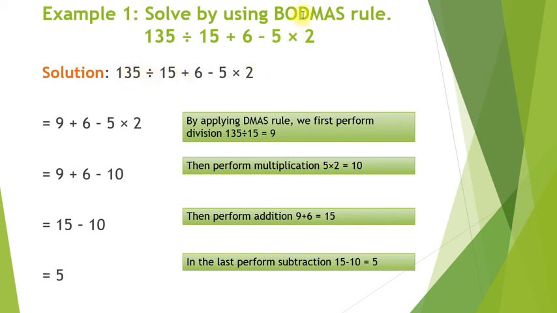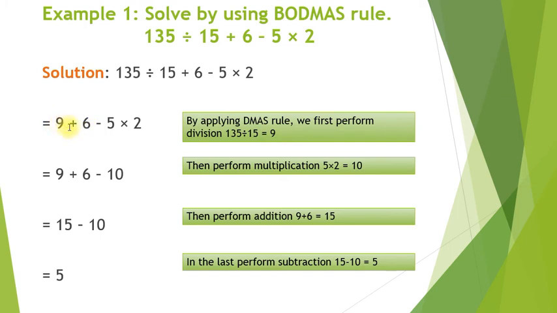So we will do this step first, then we will solve the multiplication, then addition and then subtraction. So first of all, 135 divided by 15. 135 divided by 15 is equal to 9. You will solve this part in the rough section by applying BODMAS rule. Now B and O, we have skipped these two letters because we don't have bracket and of operation, so we will start from the D. By applying BODMAS rule, we first perform division. 135 divided by 15, we get 9.